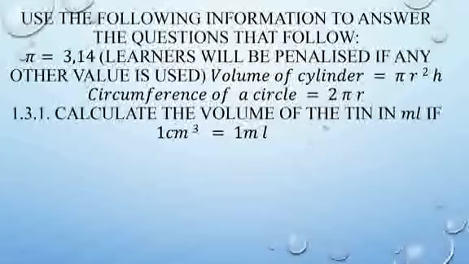Use the following information to answer the question that follows. Pi is given as 3,14. We are required to use 3,14 and you will be penalized if any other value is used. You only use 3,14. The volume of the cylinder is pi r squared multiplied by height. The circumference of a circle is 2 pi r. Calculate the volume of the tin in milliliters if 1 cubic centimeter is equal to 1 milliliter.